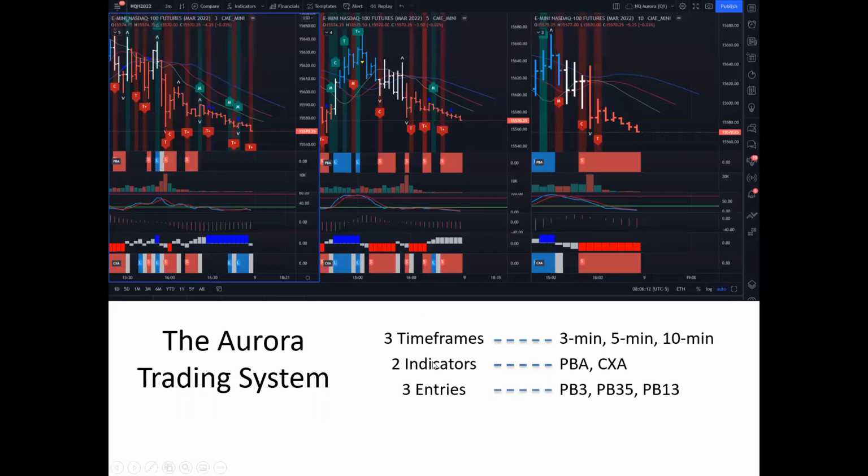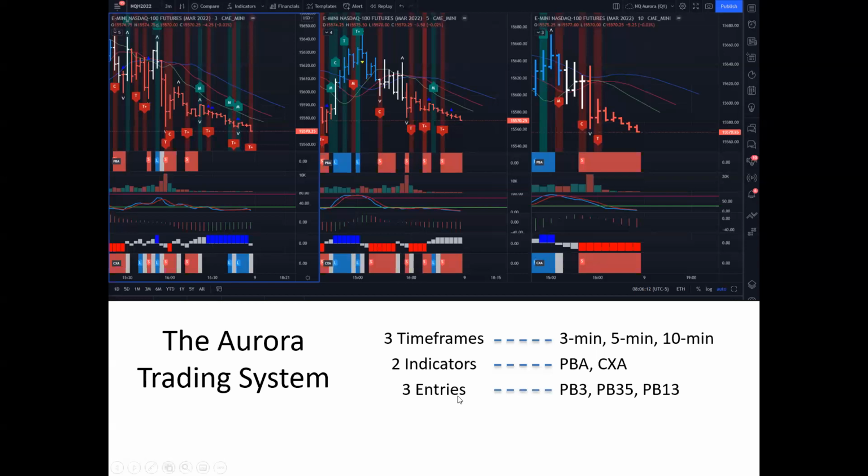And we use two indicators. There is what we call the PBA, and there's the CXA. The PBA is this upper range of red and blue blocks, and the CXA is this lower range of red and blue blocks. I've had a couple of questions about the white bars. You can ignore the white bars; just view them as the same as though there is no red or blue box at all.